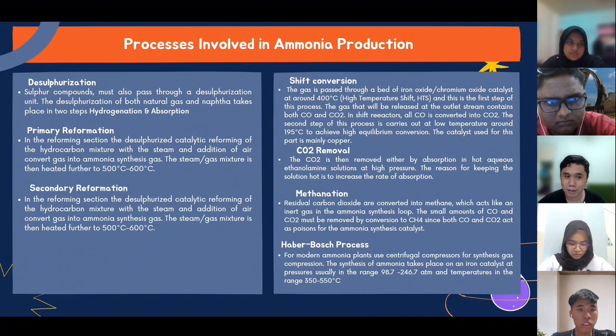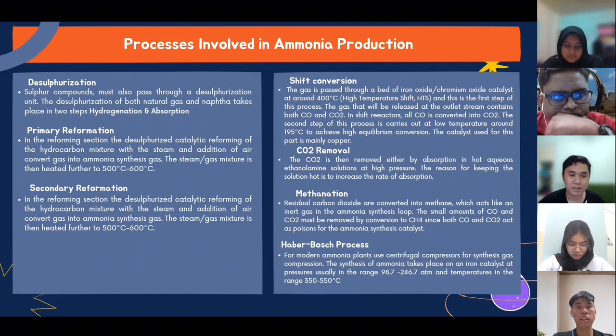The next step after that will be the primary reformation, in which, in the reforming section, the desulfurized hydrocarbon mixture undergoes catalytic reforming with steam and the addition of air, which converts the gas into ammonia synthesis gas. And the steam/gas mixture is then heated to a further 500 to 600 degrees Celsius.